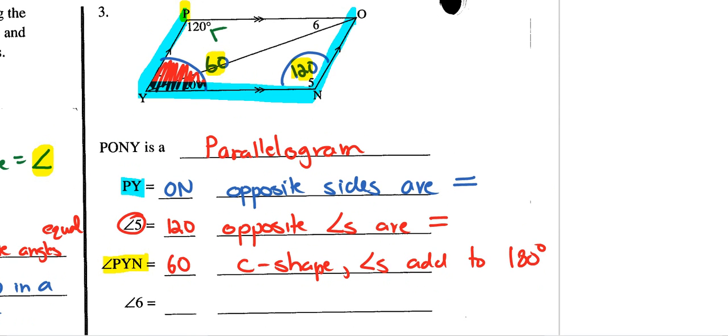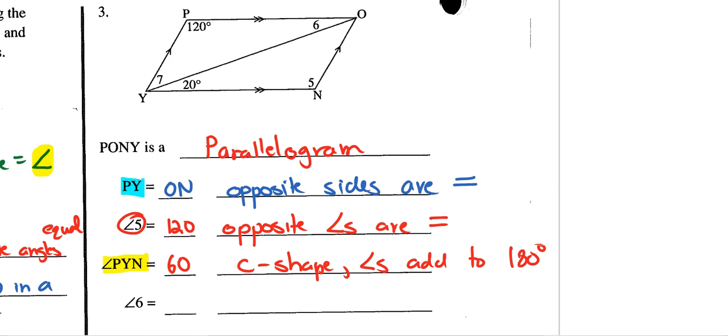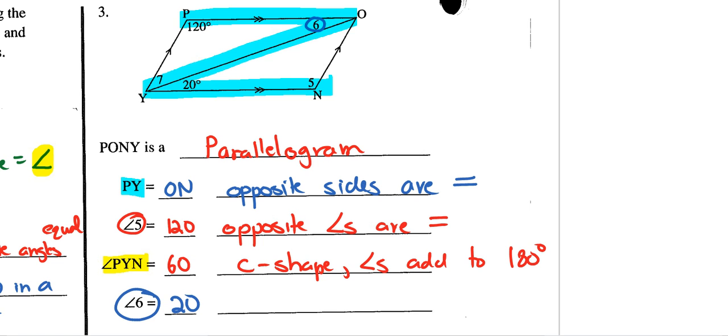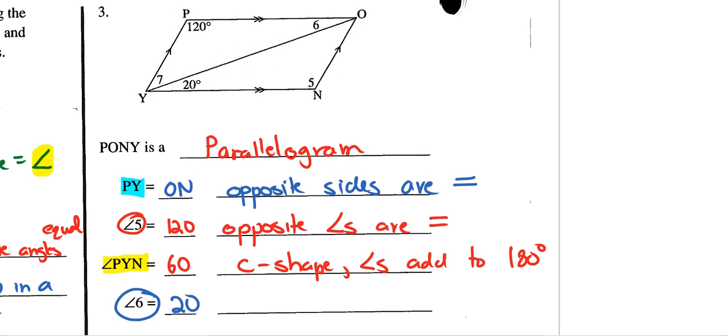Okay, moving on here. Next question is, what is angle 6? Well, angle 6 is right here, and angle 6 is going to be 20 degrees because we can just use the Z-shape rule right there. So there's my Z, and the Z-shape rule pretty much tells us that these two angles have to be equal. So this is the Z-shape rule.